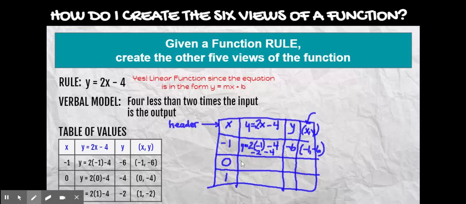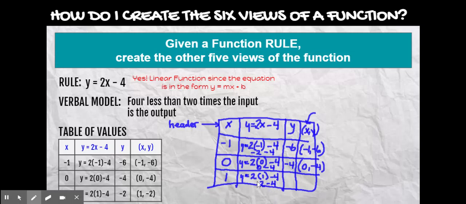So let's process 0 through. I write my equation, I substitute. When I substitute that input value, it goes in parentheses. So 2 times 0 is 0, and 0 minus 4 leaves me -4. So processing 0 input value gives -4 as the output value. Last one for our column, substitute our 1 in our x value. Remember, your substitution needs to come in parentheses. 2 times 1 is 2, and 2 minus 4 is my last.